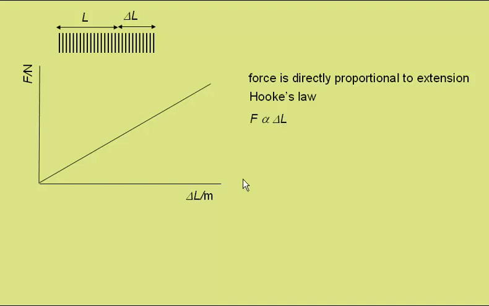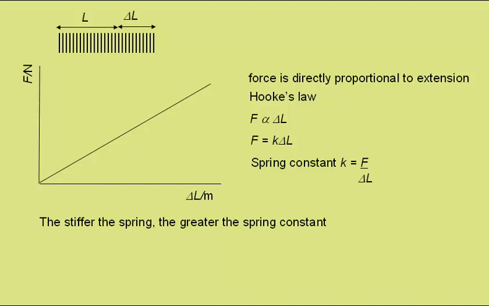We can write this as F ∝ ΔL, meaning force is directly proportional to the extension. Adding a constant of proportionality, we can write F = kΔL. The spring constant k is then given by the force over the extension for a particular spring. The stiffer the spring, the greater the spring constant will be, as a greater force will be needed to provide a particular extension. The units of the spring constant k are newtons per metre.